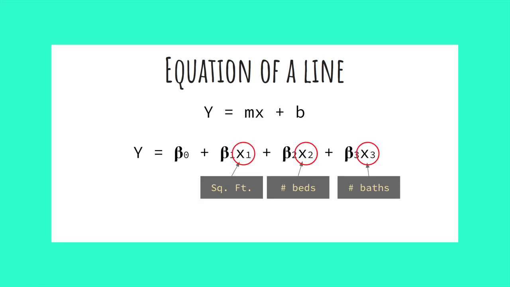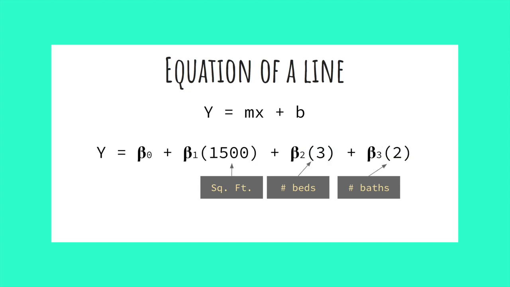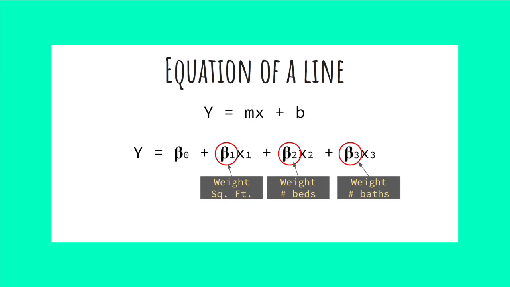Our x values, 1, 2, and 3, correspond to the variables square footage, number of bedrooms, and number of bathrooms. Thus, if we wanted to make a prediction for a house that had 1,500 square feet, 3 bedrooms, and 2 bathrooms, we would plug our numbers in as such. Beta 1, beta 2, and beta 3 are our weights for each variable. As explained earlier, we need to adjust these weights so that our model can make as good of predictions as possible. In the next video, I will explain how this happens using an algorithm called gradient descent.